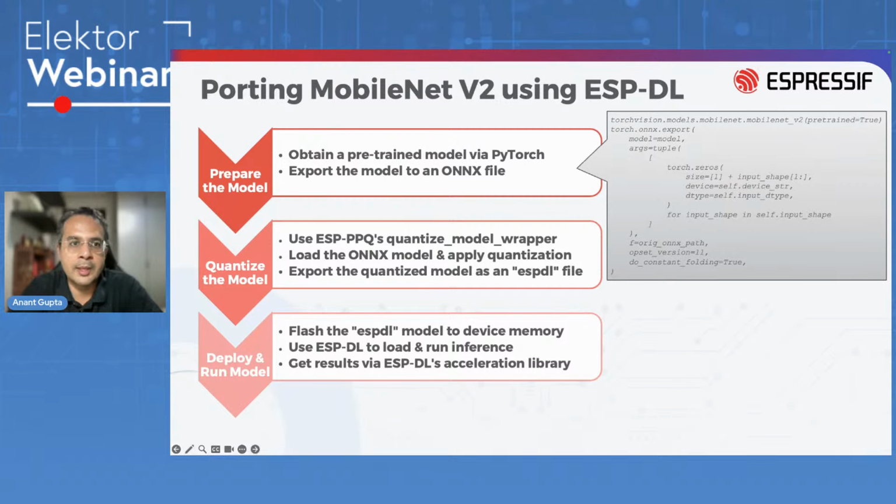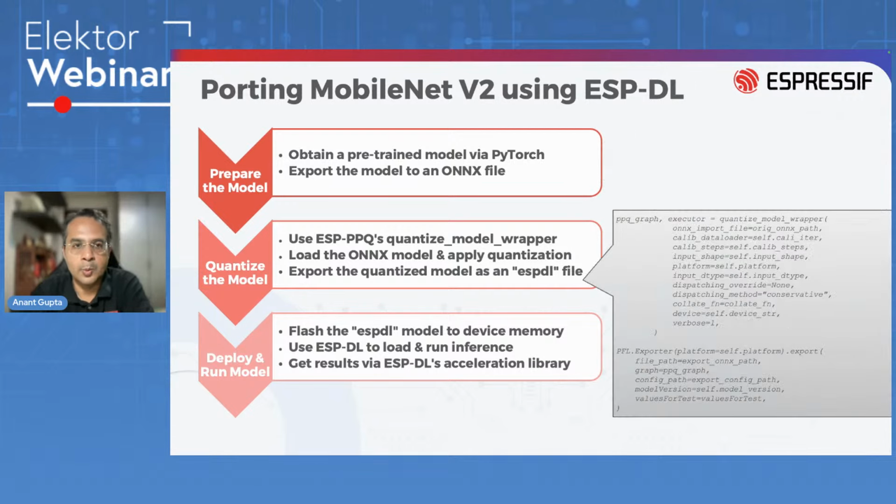What we have to do is export it to ONNX. There is a simple command to do that, which is torch.onnx.export, and then you tell it your model, and then you have some arguments for it. Once you export that, you have that model available in the ONNX format. Next step is to quantize the model. Here we have to use the quantize model wrapper API. Once you have done that, you have to export that model into the ESP-DL file.